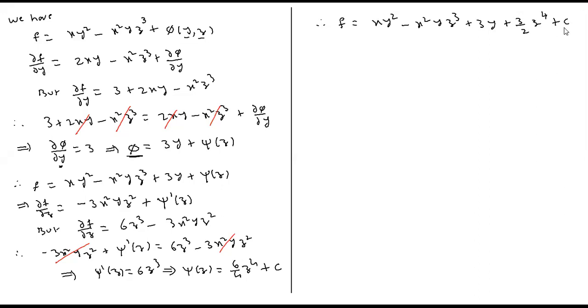Infinitely many. Why? Because c is an arbitrary constant. You can give infinitely many values to c. Is that okay? Yes, sir. Are you able to see this? So if at all there is a potential function for a given vector function, there will be infinitely many potential functions for the same vector function.